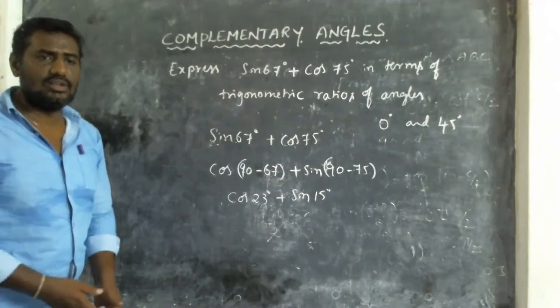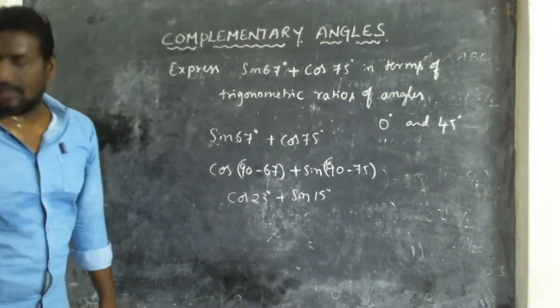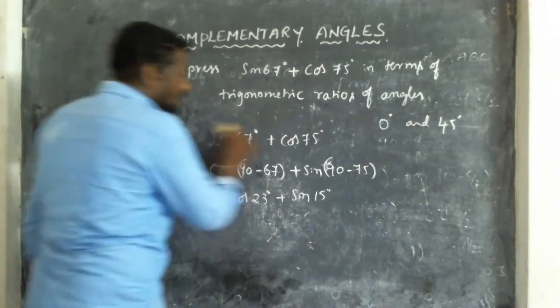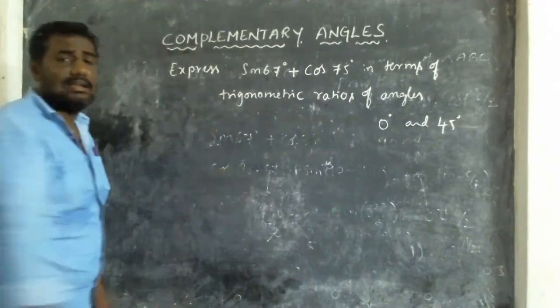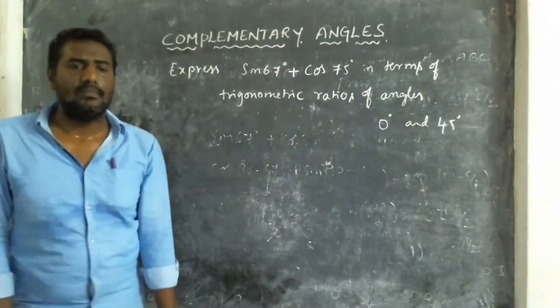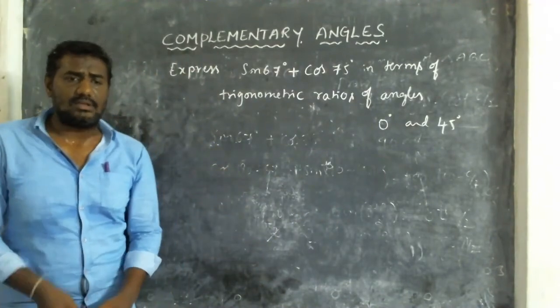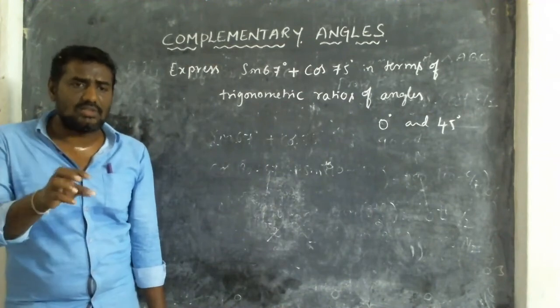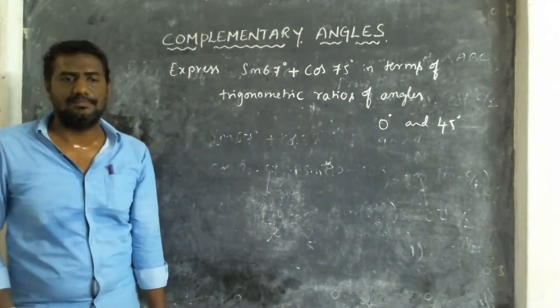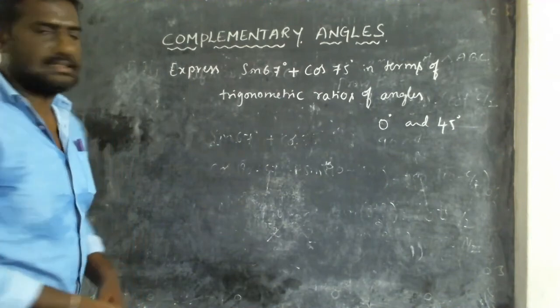Children, I hope that you understood. Same model, we'll do some more problems now. Now with this our complementary angle exercise is completed. Here I told you some models. In those same models we'll do some more extra problems now. With that I'll stop this exercise.